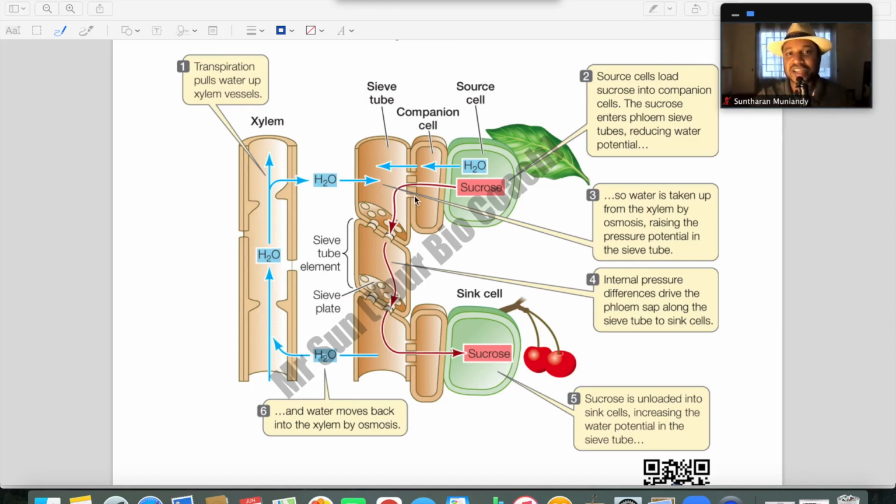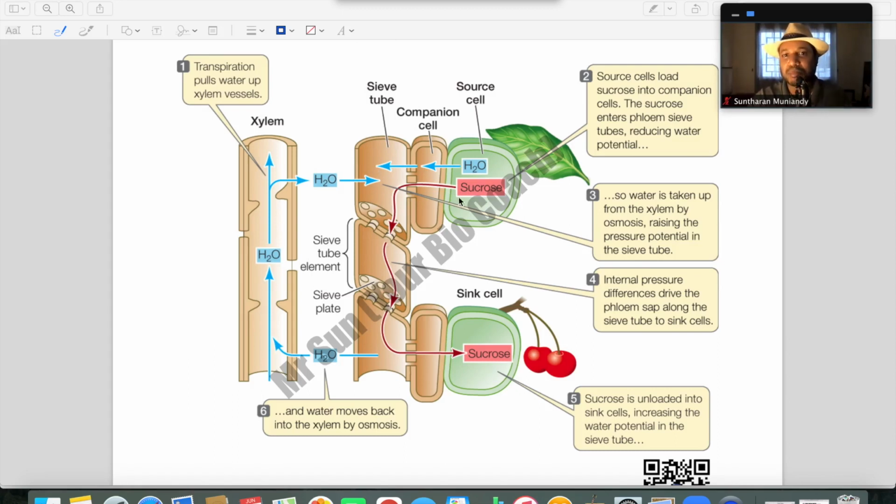The companion cell has a lot of mitochondria because they need to generate energy in the form of ATP, and they will use that energy to pump in sucrose. They will use the energy to pump sucrose via active transport. They will pump that and make the sieve tube low in water potential.